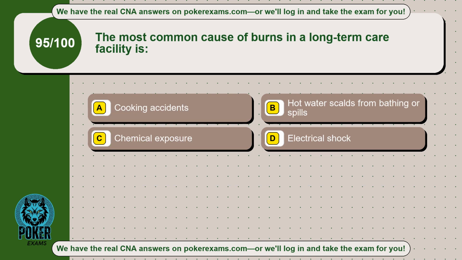Question 95. The most common cause of burns in a long-term care facility is: Option A, cooking accidents. Option B, hot water scalds from bathing or spills. Option C, chemical exposure. Option D, electrical shock.